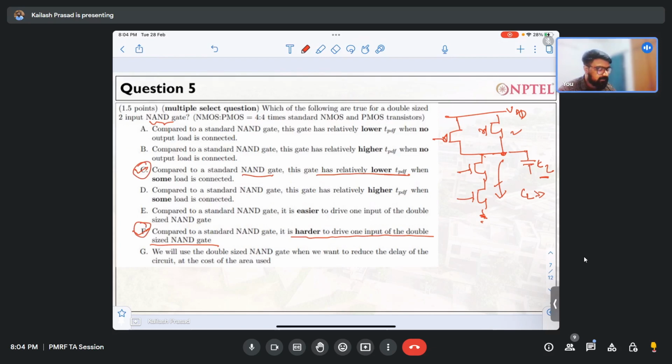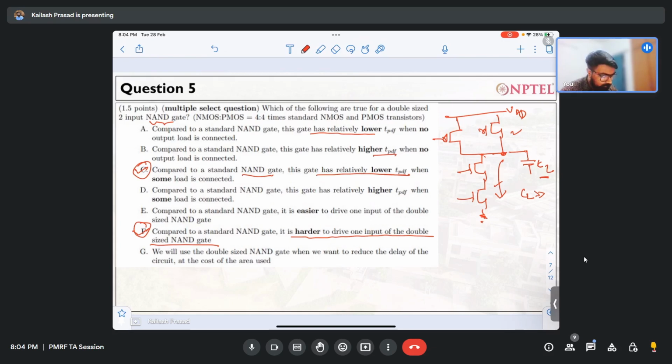Okay, the first statement is saying that for a standard NAND gate, this gate has relatively lower PDF and no load, output disconnected. So this statement is not completely true. Why? Because if load is not there, then increasing the size of the NMOS and PMOS will also increase the capacitance along with reducing the resistance, right? So you cannot directly say that. Similarly, you cannot directly say that it will have higher PDF. That also is not true.